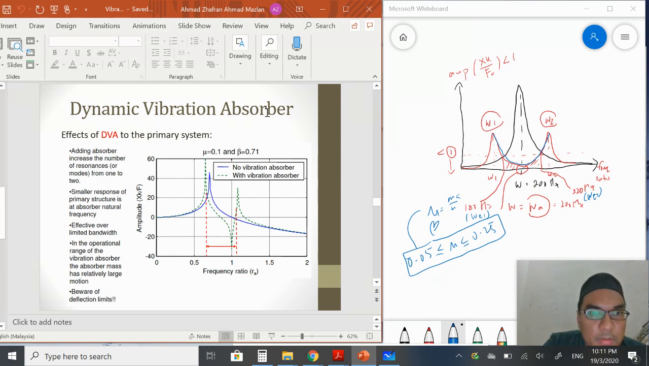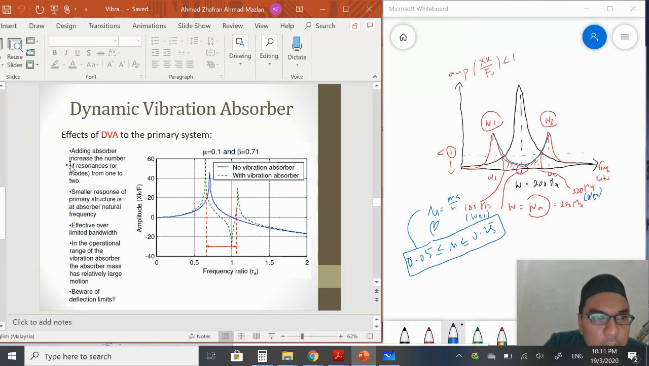Okay, the next thing is the dynamic vibration absorber, the effect of DVA on the primary system. Firstly, let's say you have this one, the blue one. The vibration absorber, the same one as what I had drawn, the black one here, becomes the green one like this. The same one becomes the red one like this. So this is the effective frequency range, the same omega E1 and omega E2.